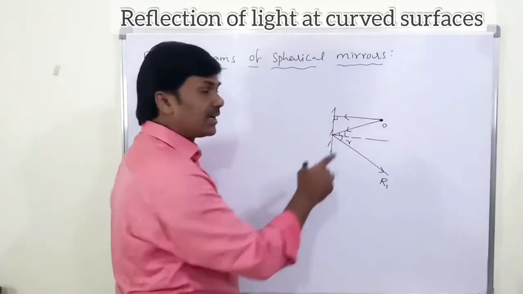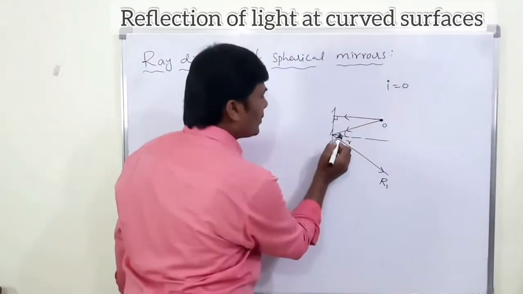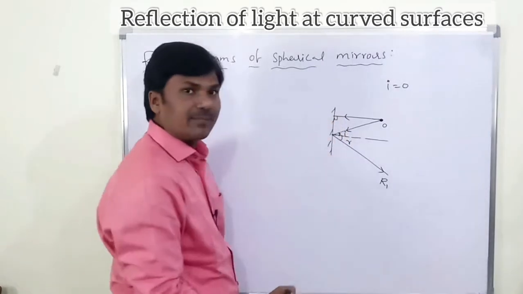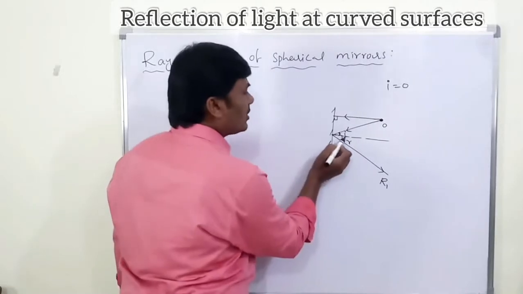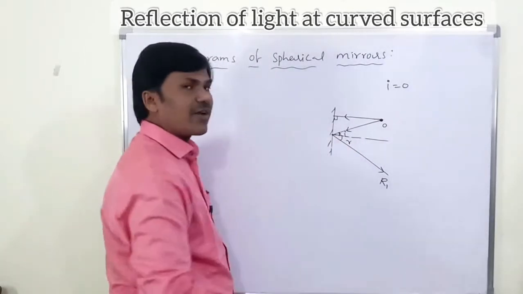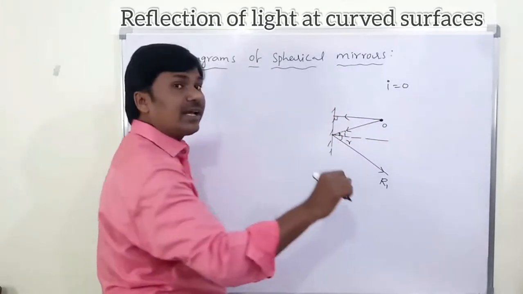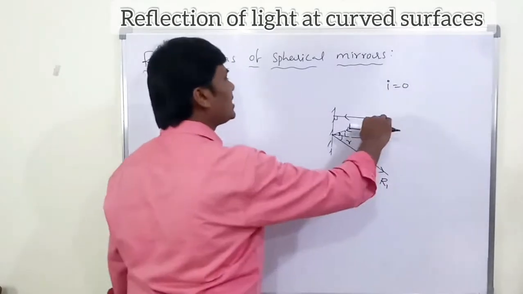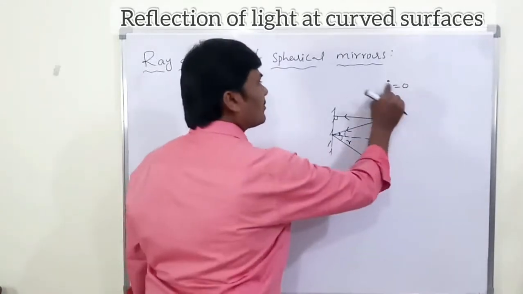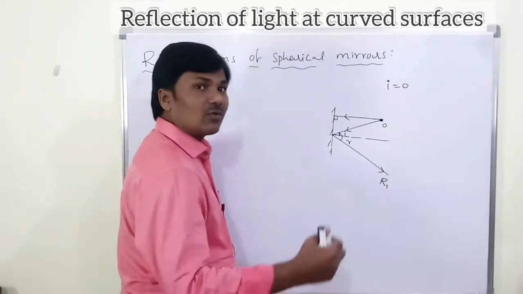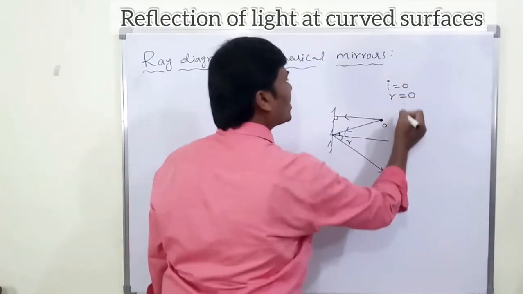Then what happens? It is traveling on the normal, which means the angle of incidence is 0, because angle of incidence and angle of reflection are taken with respect to the normal. With respect to the normal, the incident ray makes this much angle, so this is the angle of incidence, and the reflected ray makes this much angle, so that is the angle of reflection. But here I am taking the light ray literally on the normal itself. So what is the angle of incidence? 0. Then, according to the law of reflection, angle of incidence must be equal to angle of reflection. So, angle of reflection must be 0.